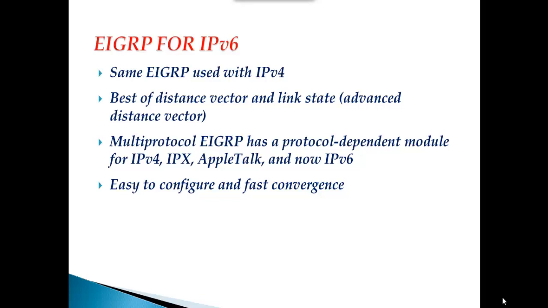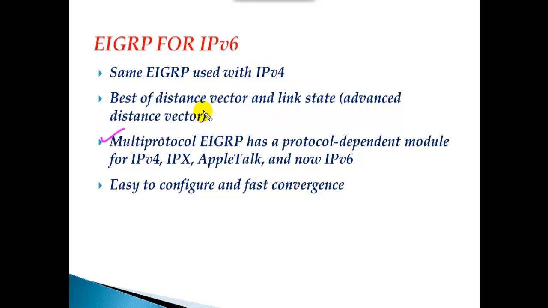EIGRP protocol for IP version 6. Now, if you remember, the concept of EIGRP in IP version 4 is exactly the same as what we have learned in IP version 4. It's a combination of distance vector and link state protocols, which we call an advanced distance vector protocol, or the hybrid protocol.